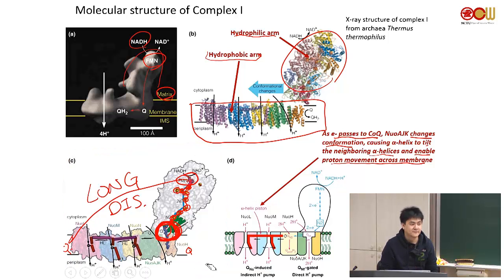So as the electrons pass from FMN to Q, you cause a conformation change to the enzyme such that it now enables protons to go from the matrix to the intermembrane space. And the protons actually have to pass through in order for the enzyme to pop back and then continue the next round of catalysis.